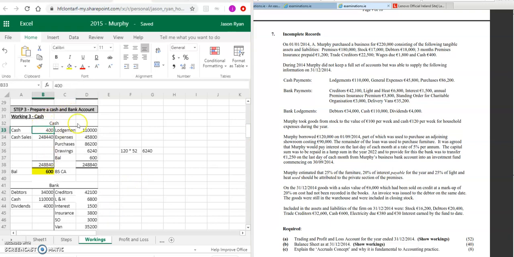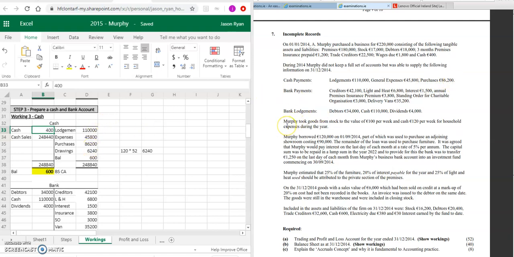Okay, so to calculate the cash, we'll have a look at the start of the question and see do we have any cash. We've got opening cash there of 400, so that's going to go onto the debit side of your cash account. You see here we've got cash payments, so you've got lodgements, general expenses and purchases. Those 3 will just go in as they are. So your lodgements of 110,000, general expenses of 45,800, and your purchase then of 86,200. They'll just go in as they are.